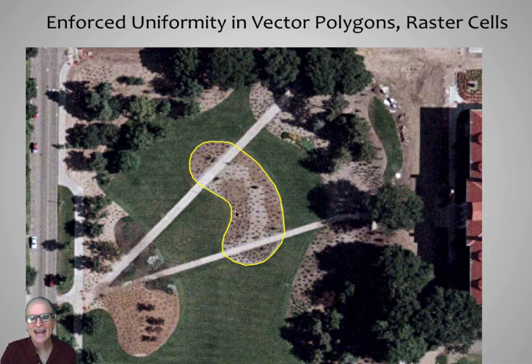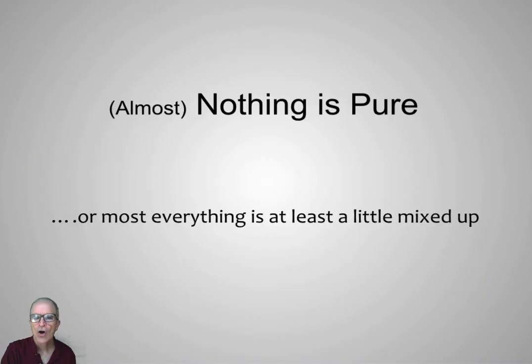So you have an area below which you say, I'm going to accept inclusions. And those are true for any vector polygon, along any vector line, or in any raster cell. You can never escape this. You have to basically make it such that things of that size aren't going to change your analysis. They don't matter to you. Right? So you have a minimum mapping unit, and below that, inclusions don't matter. Right? Almost nothing is pure. So almost everything has at least a little something mixed up in it.